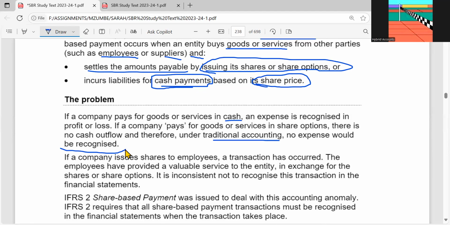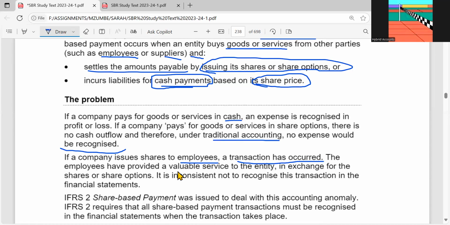So to incorporate this, IFRS 2 was established. If a company issues shares to employees, we say that a transaction has occurred, right? Not necessarily that cash has flowed.